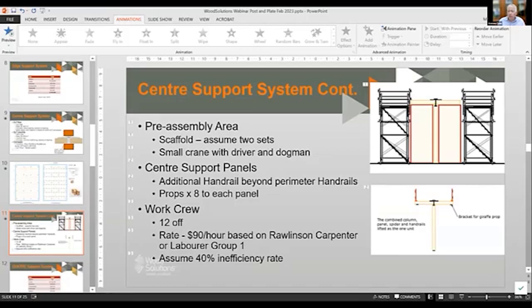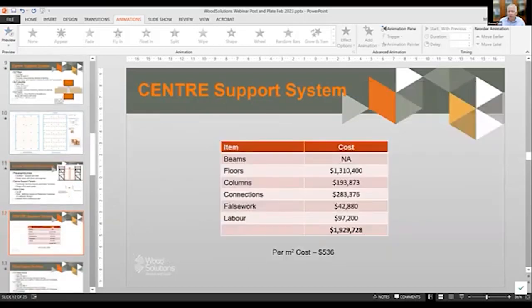We used offsite manufacturing and delivering to on-site, and again we used the $90 hour rate with a 40% inefficiency. Its rate was a bit more expensive at $536 per square metre, but again, no beams. And in this case, it was a little bit more material, but the columns were less.